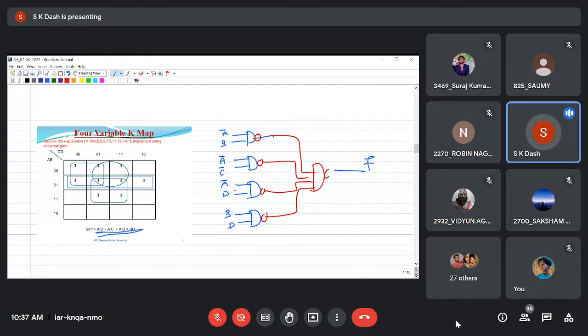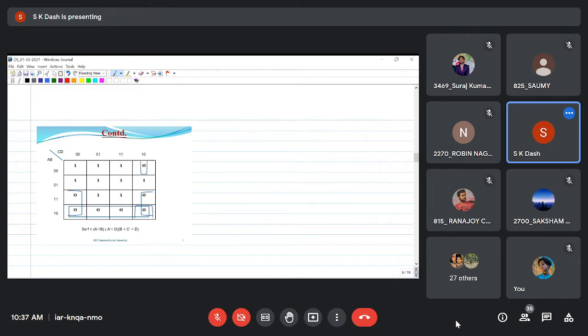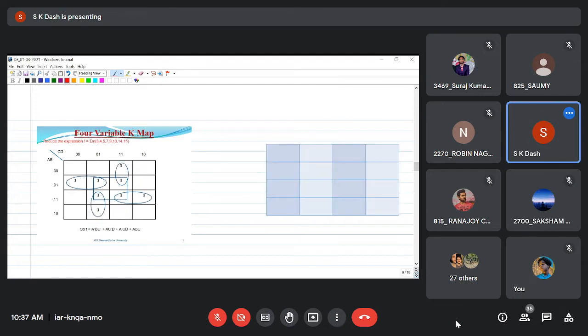So these are called the two-level implementation. That's why, instead of being like this, we can directly draw this circuit. A bar, C bar, all this needs to be implemented with the help of NAND gate. For simplicity, I am not showing it here. Okay, so this question is already done. Next one.